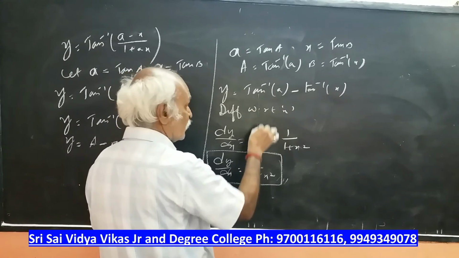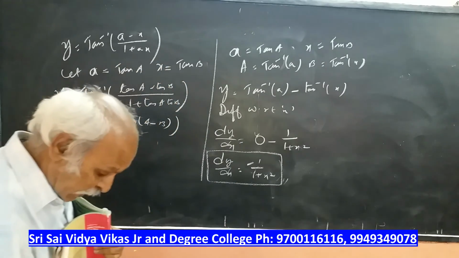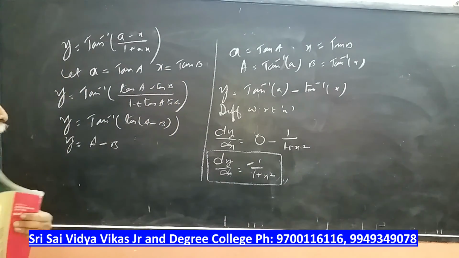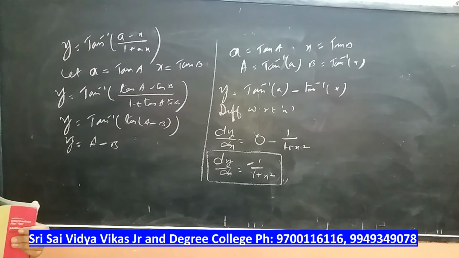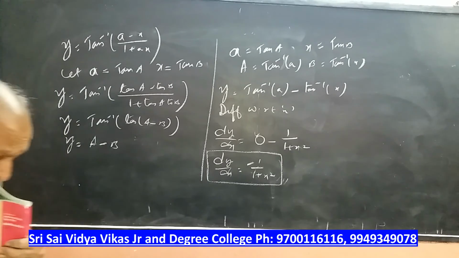Here this derivative is 0 because it is a constant. a is a constant. Okay. So x is a variable, a is a constant. That is why it becomes 0. Okay. Please note this.